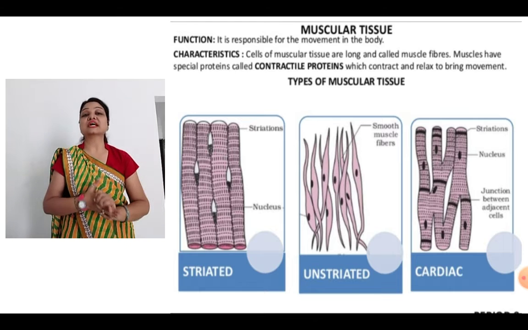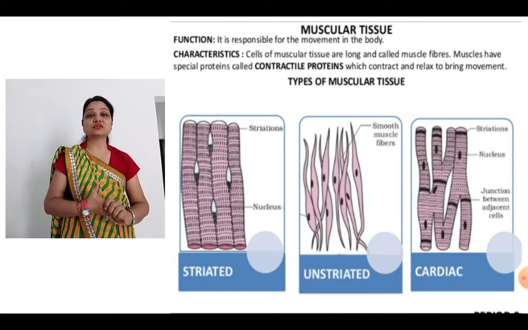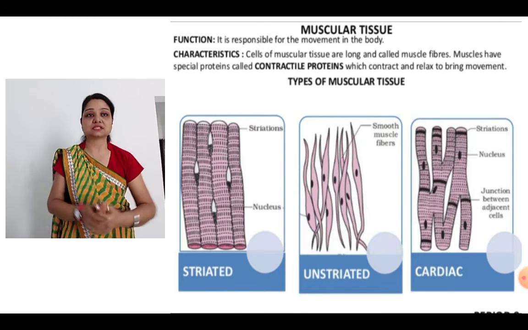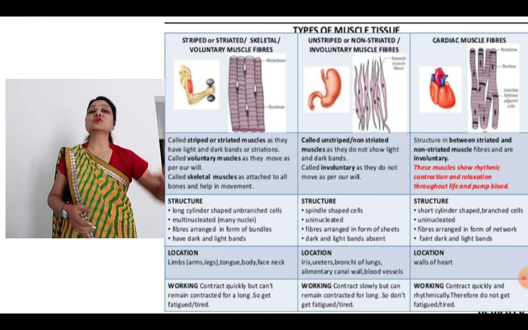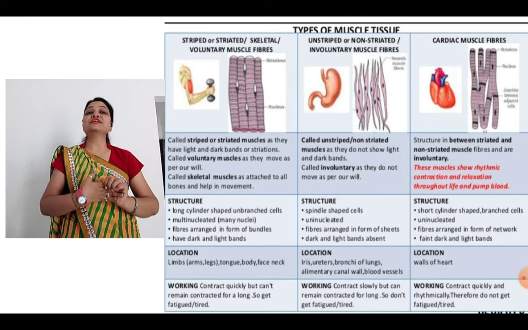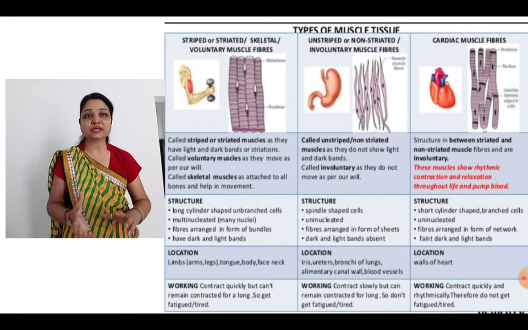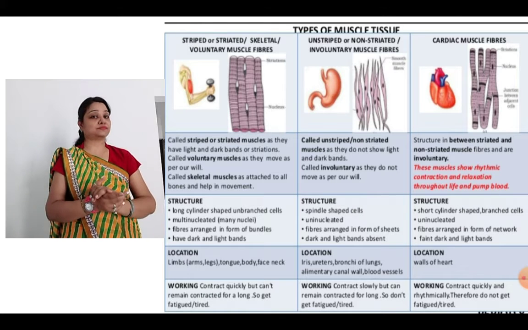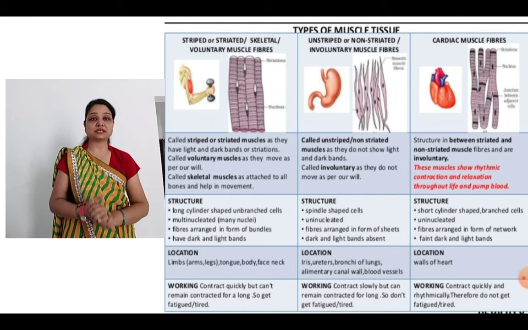Accordingly, where they are found. The figures are there on the screen, showing the structures as well as where the nucleus is present. Now we'll discuss all these three one by one. The very first one is the striated one, or the skeletal one, or the voluntary. The three names. So don't get confused if the other name comes.